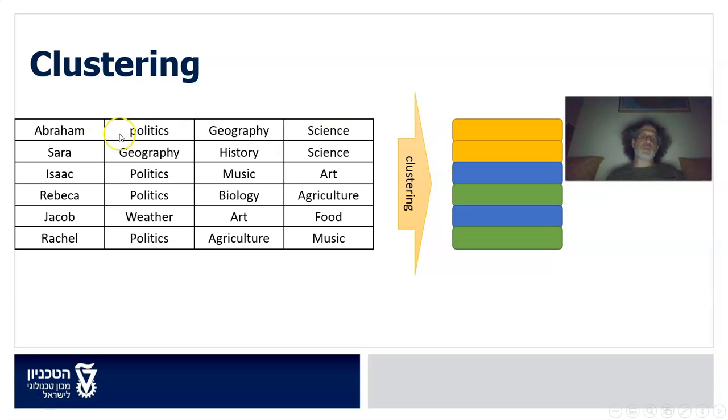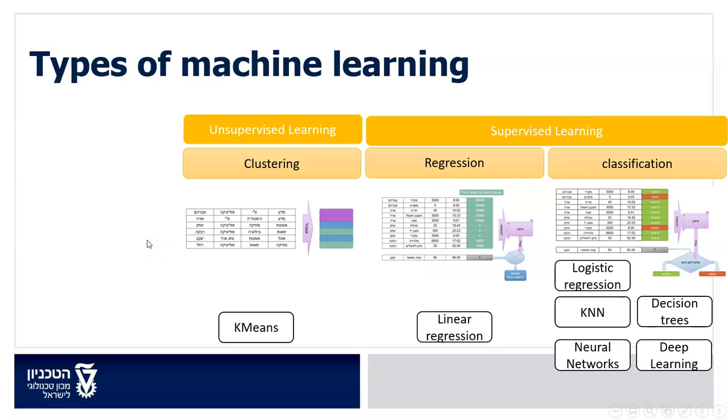All we know is that Abraham is similar to Sarah in his preference, and Isaac and Jacob are similar in their preference, and Rebecca and Rachel are similar in their preference, and we can give recommendations for Rebecca based on what Rachel liked. So this is clustering, and one famous clustering algorithm is k-means.